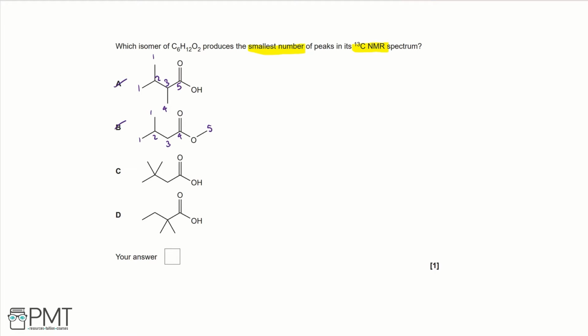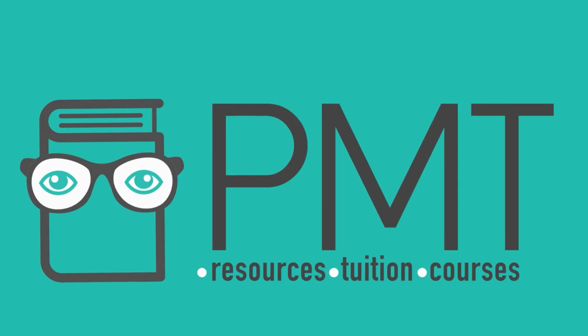Then we look at C. So we have 1, and we've got 3 1s because we've got 3 carbons with the same environment. Then 2, 3, 4. So C has 4. So it's likely this is going to be our answer because it's got the smaller number than 5. But if D has less than 4, then it's going to be D. But we need to check. So in D, we have 1, 2, 3, 4, 5 again. So it can't be D, and it's definitely C as our answer. So to get the mark for this question, you need to write C in the answer box provided.